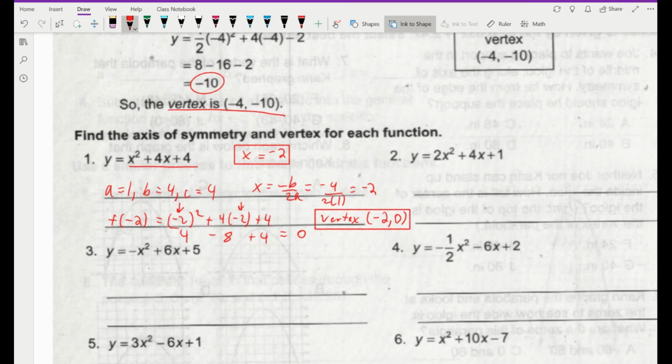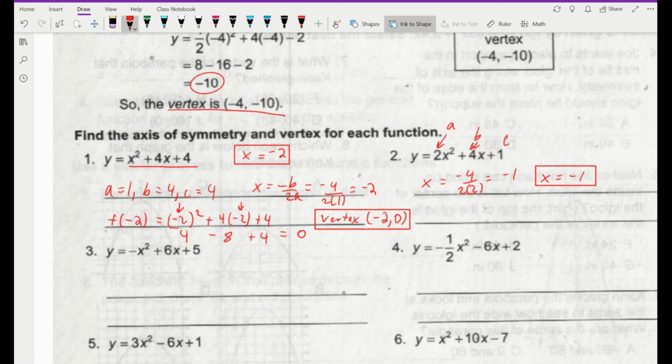Let's look at the next problem. We see the a value, the b value, and the c value. x equals negative b over 2a. So it's negative 4 over 2 times a, which is 2 times 2. Negative 4 over 4 is negative 1. So x equals negative 1 is the axis of symmetry. That's that vertical dotted line that passes through the center of the parabola.